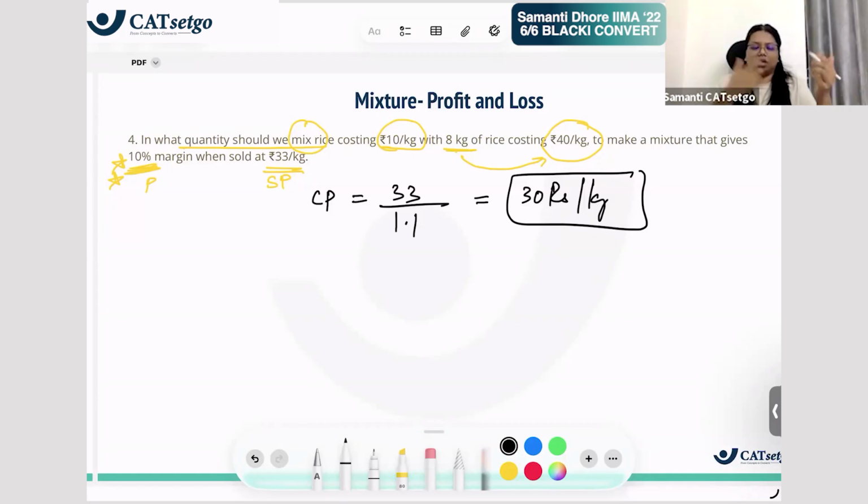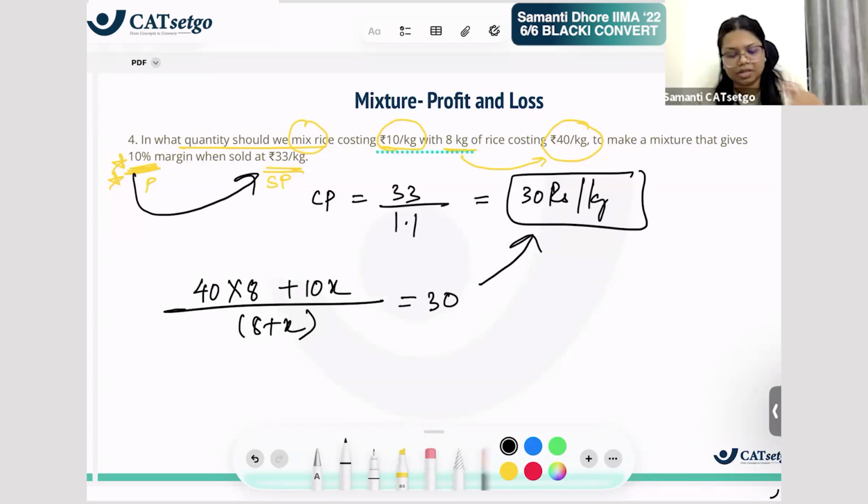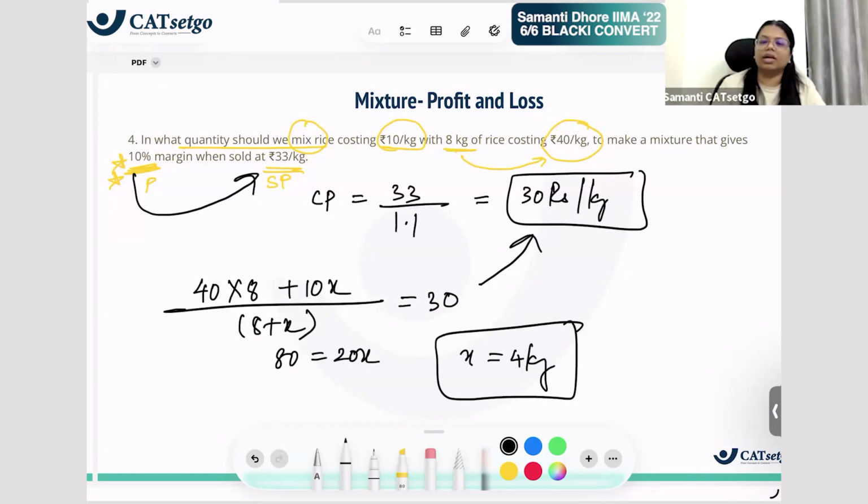So what do I do now? This is what I'm going to do. You told me that I have to buy 8 kgs of these, I will. And I will buy X kgs of 10 rupees per kg rice. I'll mix it. This will be my total weight and I need the cost to be 30 rupees per kg. If I have to make 10% profit by selling at 33, my cost is 30 rupees per kg. So here I'm going to solve it. You'll end up getting 80 is equal to 20x. So x is equal to 4 kg. Right? This is what I did.